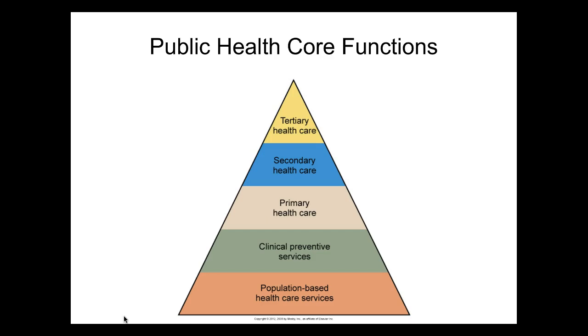So on the bottom, we give population-based healthcare services. There's clinical preventative services, primary healthcare, and then you go to the next steps, which is secondary healthcare and tertiary healthcare, which is acute response.